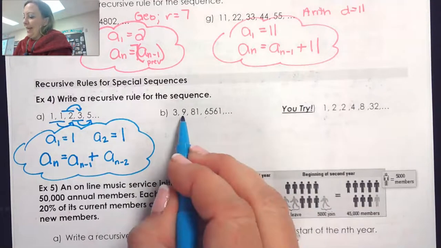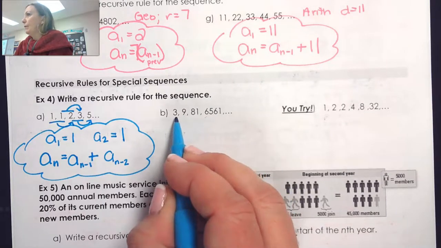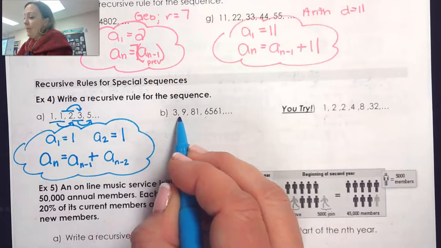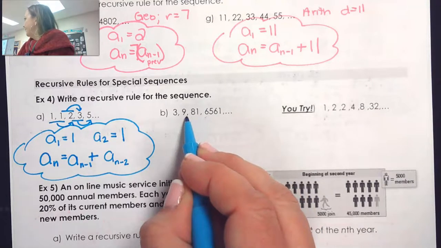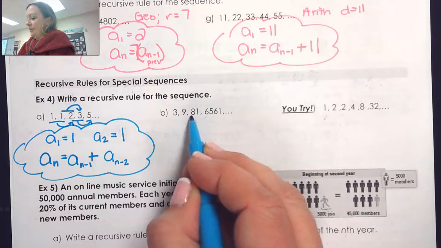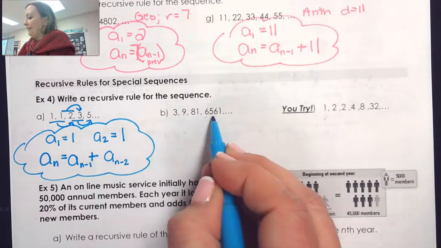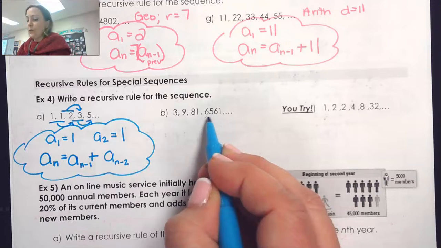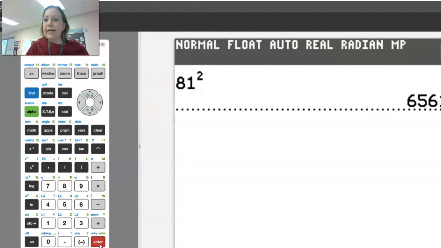How did we get 9? We multiplied by 3. Do we get 81 the same way? No. But what did we do to get 81? We square the 9. How do you think maybe we get 6561? Square the 81, let's check. Okay, let's try 81 squared. Oh my goodness, okay, we got it.